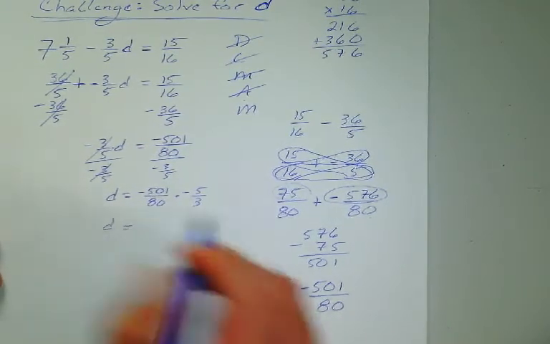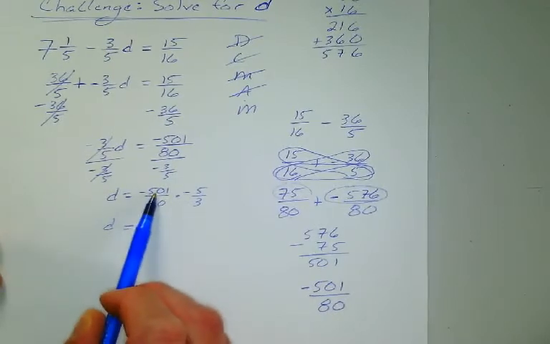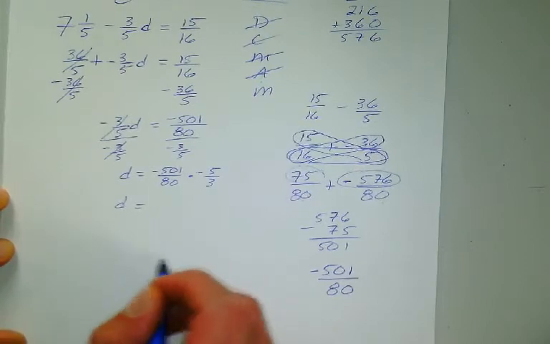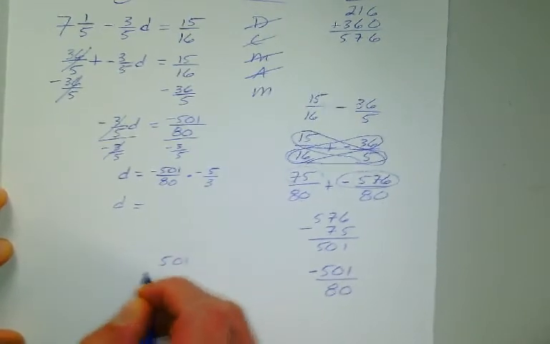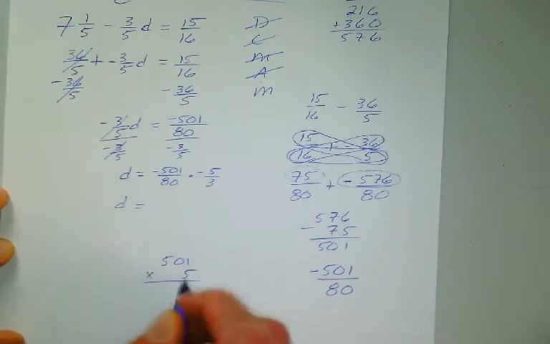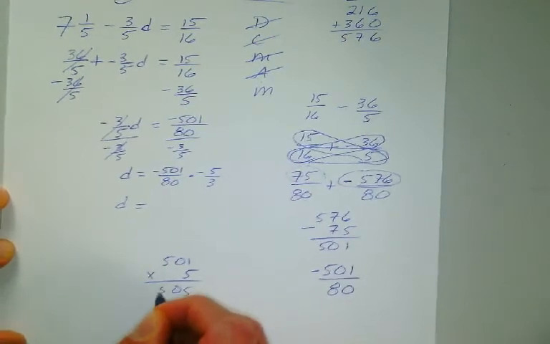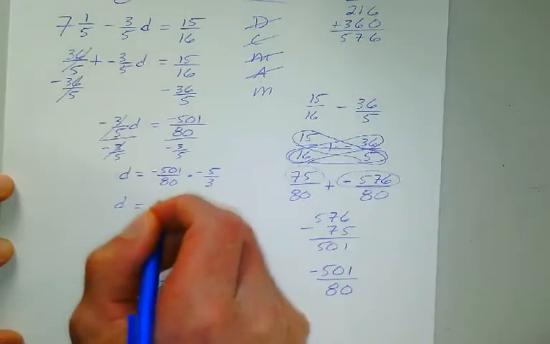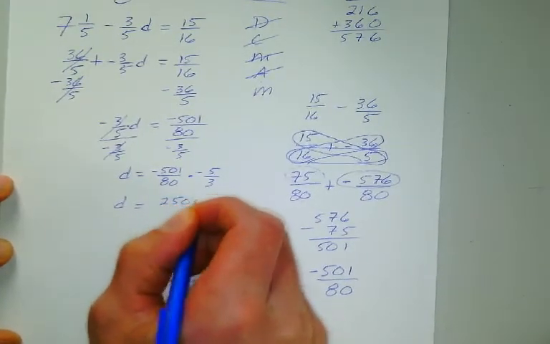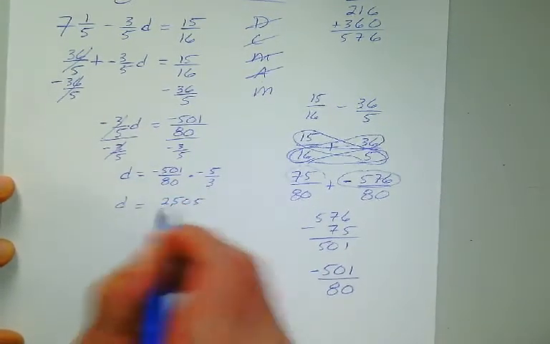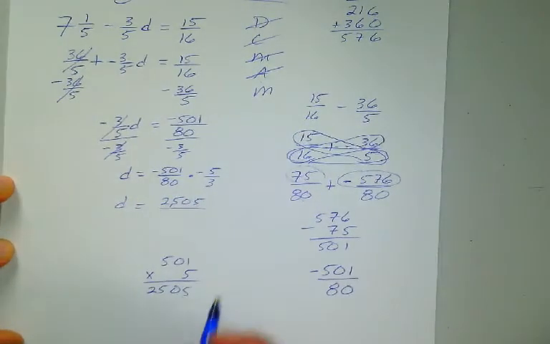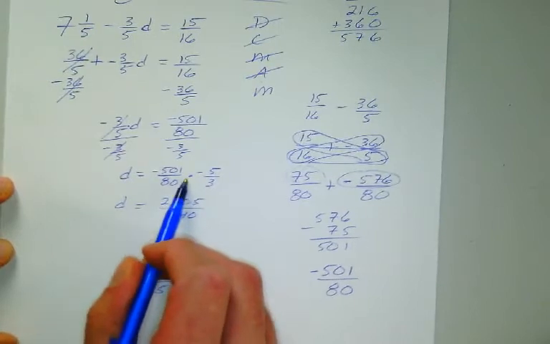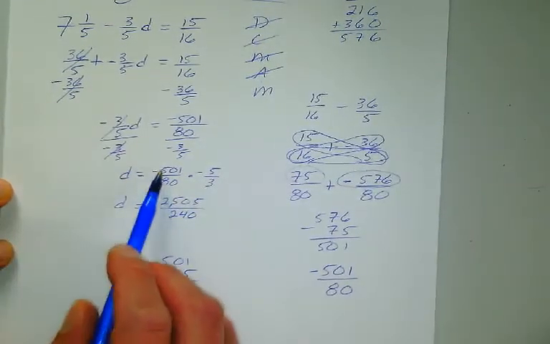So d equals 501 times 5. Well, I'm going to have to go down and do this down here. 501 times 5 is 2,505. That is my numerator. My denominator is 80 times 3. I can do that one in my head. That's 240. Now the sign of this product is going to be positive because a negative times a negative gives you a positive.